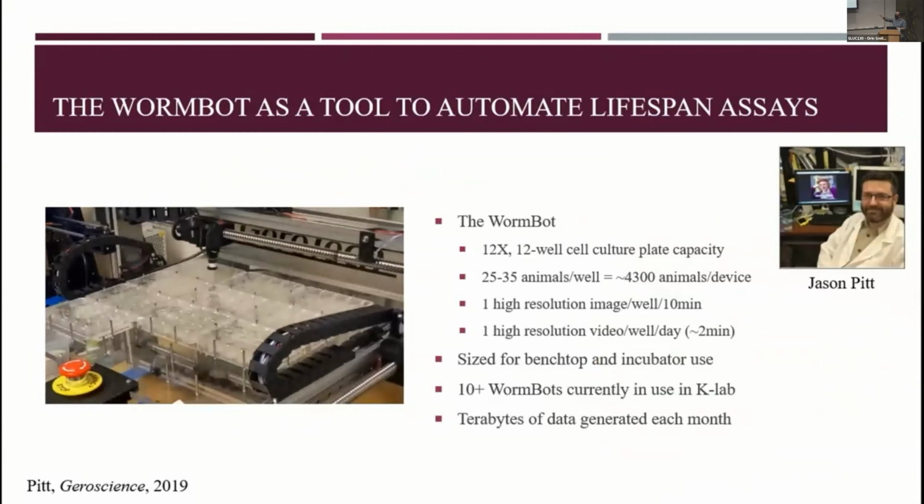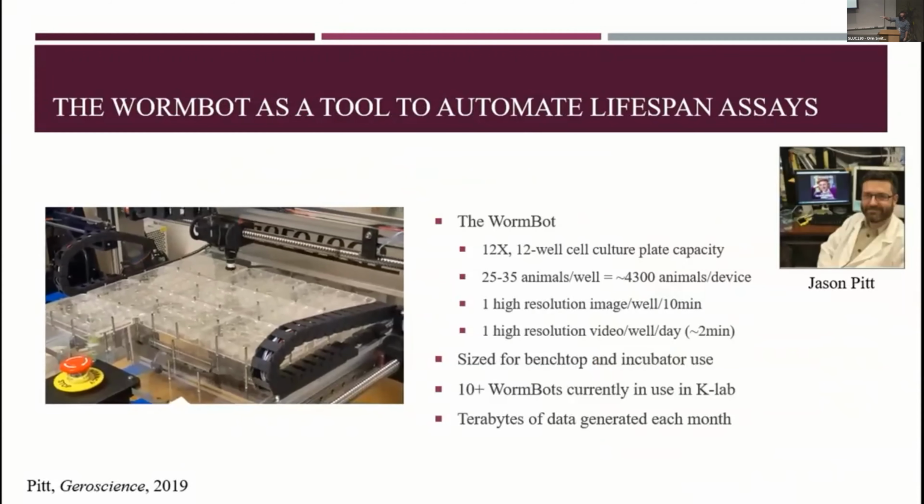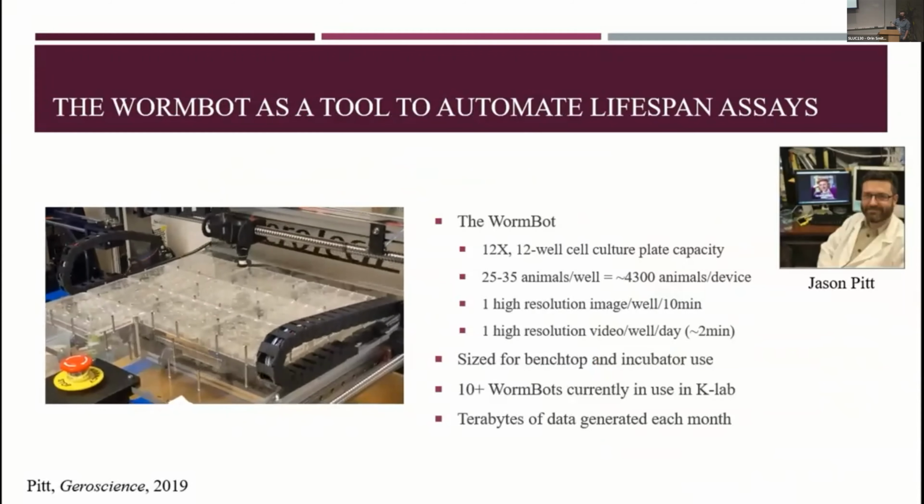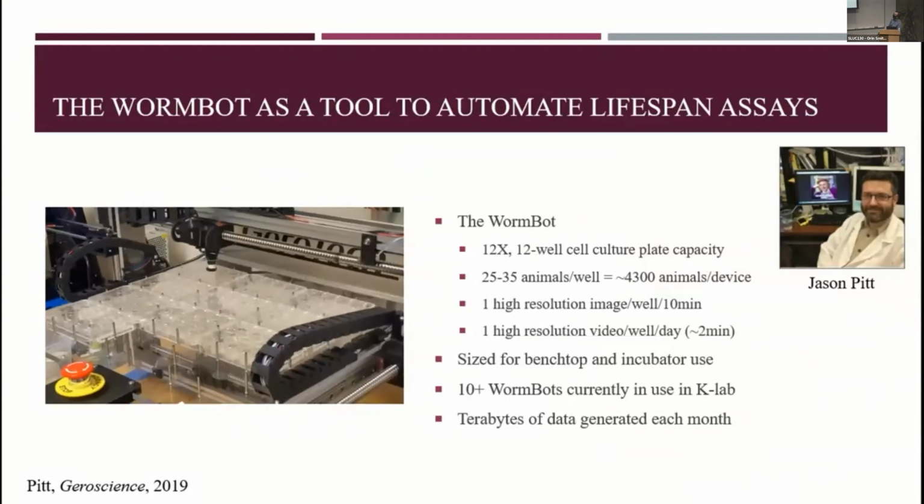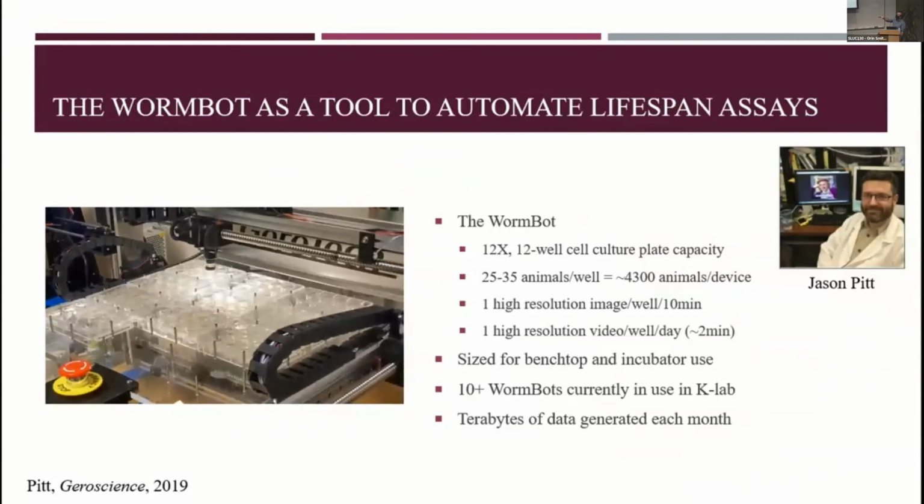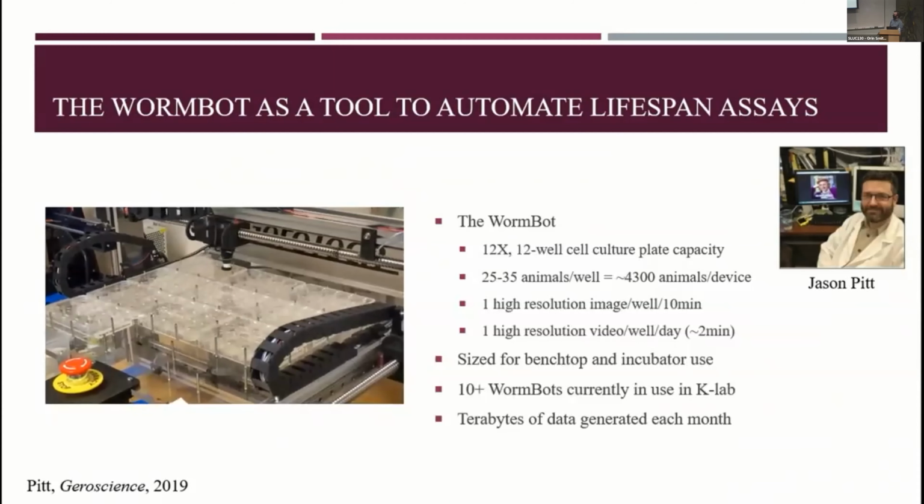And so what this is, you can see the video on the screen. It holds 12 well cell culture plates, and each of these has about 35 animals on them. So a single device has about 4,300 animals. And so I'm going to play that video again. And so you can see this high resolution camera is going through, and every 10 minutes, every single cohort of animals gets a high resolution image taken.